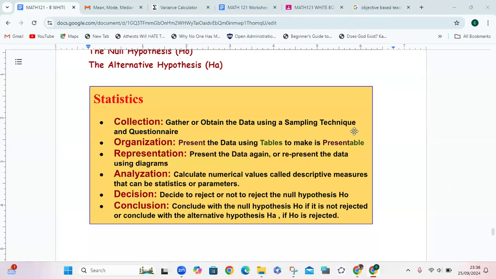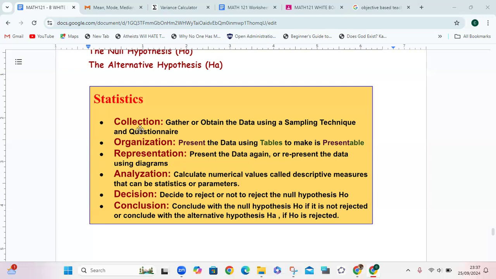In this video, we are going to talk about Worksheet B, starting with the definition of statistics, which can be considered data collection, that means to gather the data; organization of the data, that means to make it presentable using tables; representation of data, that means to present it again using diagrams; and the analyzation of data, that means to calculate numerical values, called descriptive measures, in order to decide and conclude.